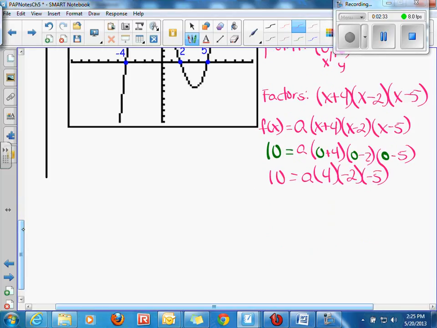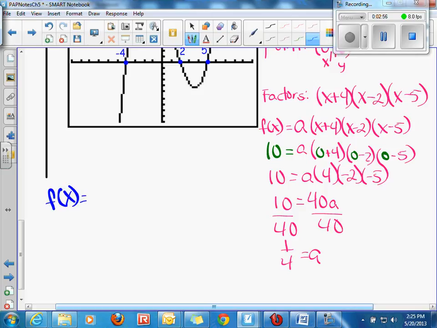And we're just solving for a here. So multiply 4 times -2 times -5, which is positive 40. So the right side would be 40a, left side 10. Divide by 40. Reduce that and you get 1/4 for a. So then you take that and you write your equation from that. So the equation is f of x equals a, which is 1/4, and then my factors, x plus 4, x minus 2, and x minus 5.